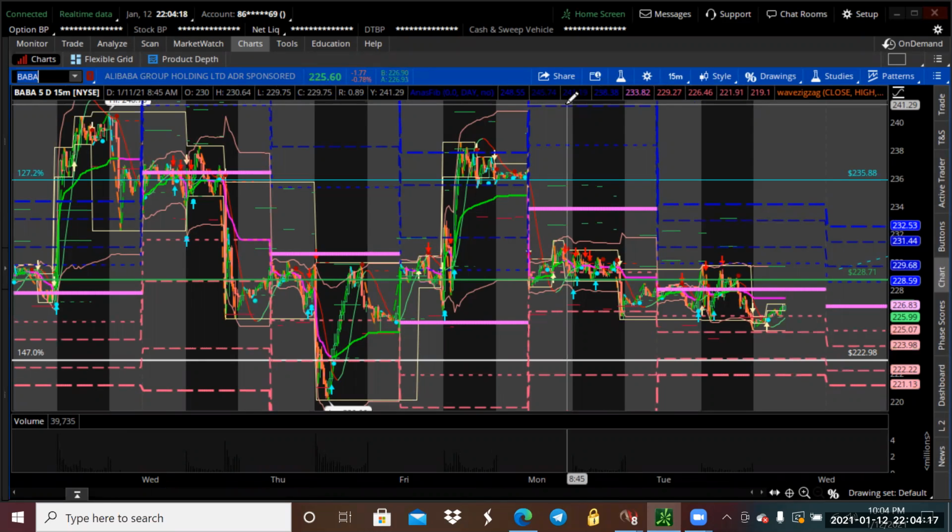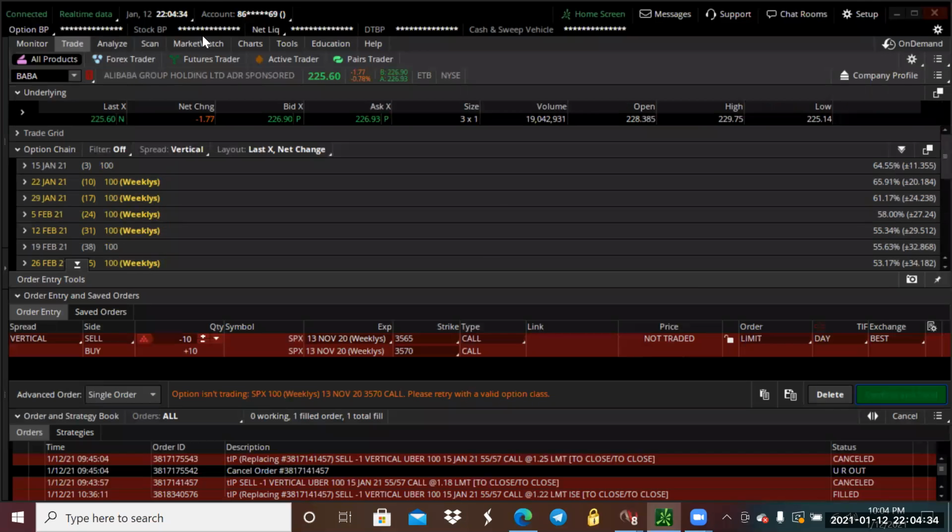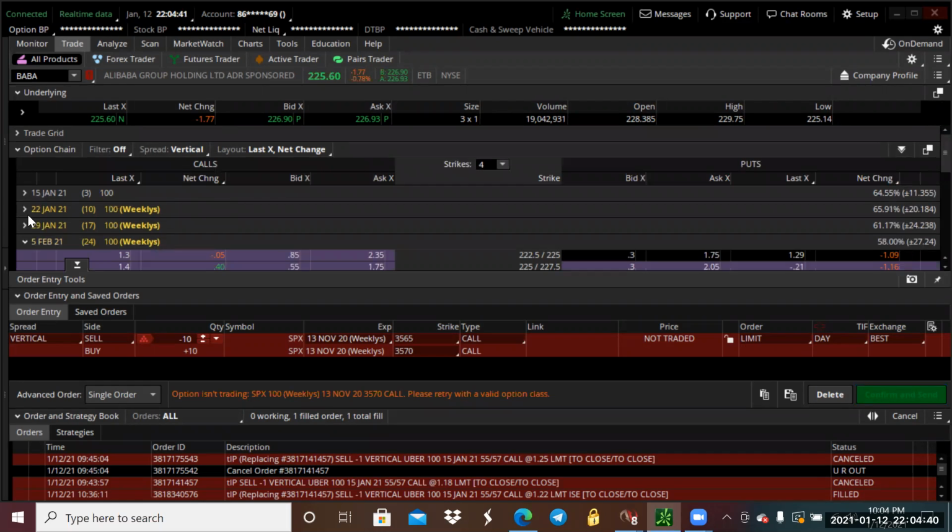Let's say you're trying to get in tomorrow. It might open at probably 227, because right now it's at 226. So most likely you will get it at 228 or 229, depending on what they have. So let's go look at the actual chain. BABA right now, you could do the February 5th expiration, and you need to change this to 14.